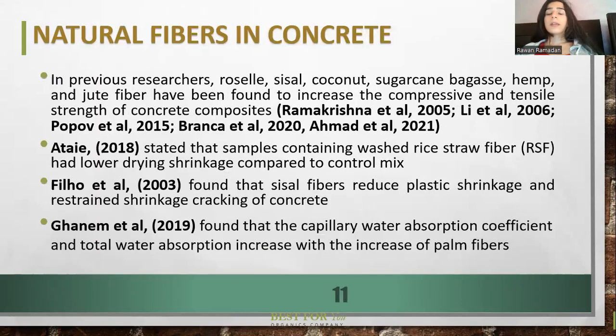Some studies about the incorporation of natural fiber in concrete. In previous research, ramie, sisal, coconut, hemp, and jute fiber have been found to increase the mechanical properties of concrete. Atay stated that samples containing washed rice straw fiber had lower drying shrinkage. Falho et al. found that sisal fibers reduce plastic shrinkage and restrained shrinkage cracking. Ghanem et al. found that capillary water absorption coefficient and total water absorption increase with the increase of palm fibers.